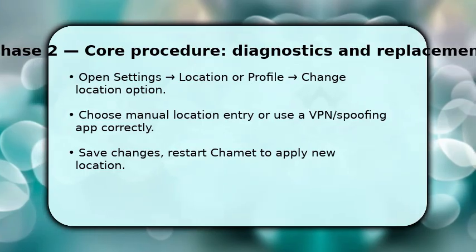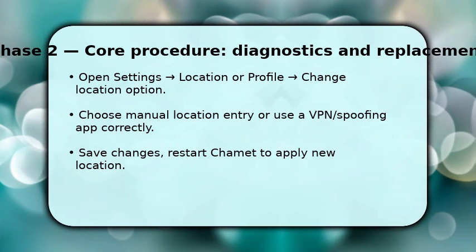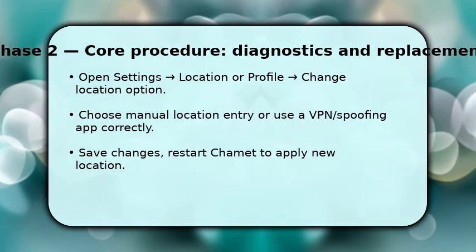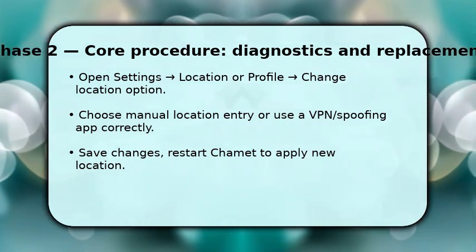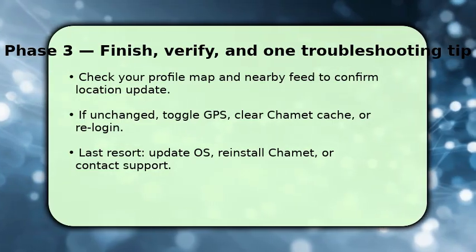Once you save the new location, close Chamet and restart it so the server registers the update and your profile shows the new place. Finish by verifying the change and troubleshooting if needed. Look at your profile map and the nearby feed. If the new city appears, you're done.